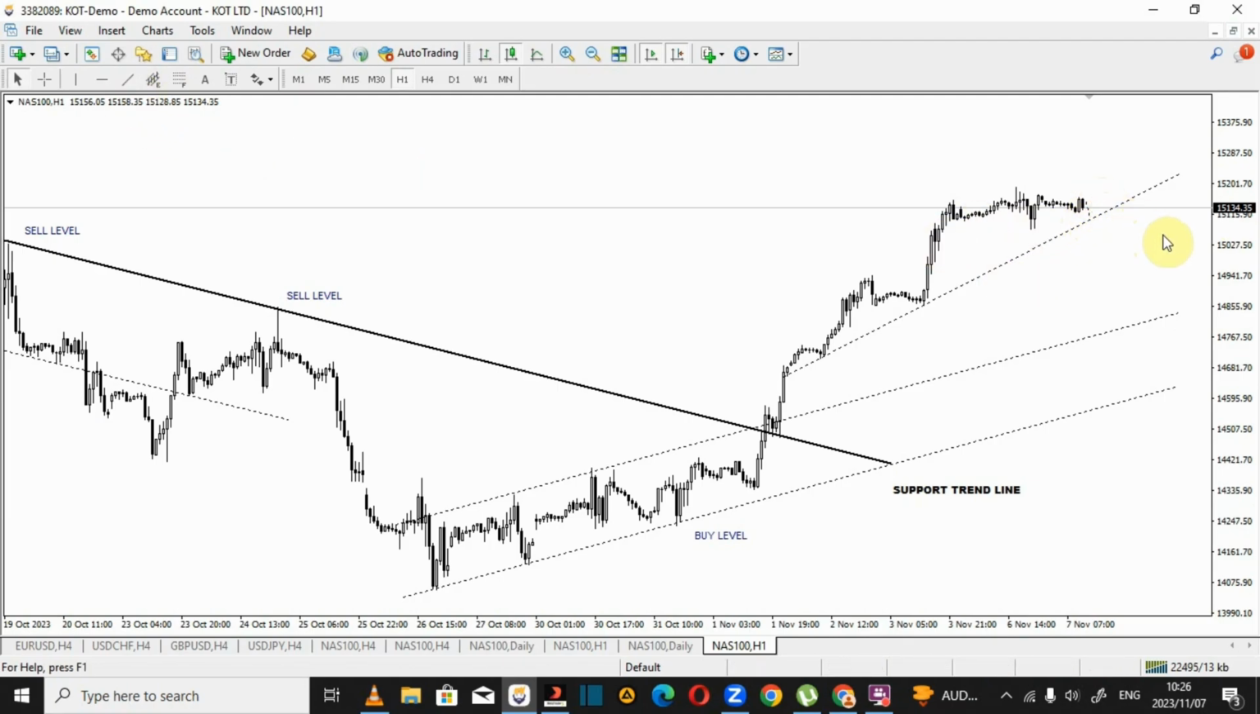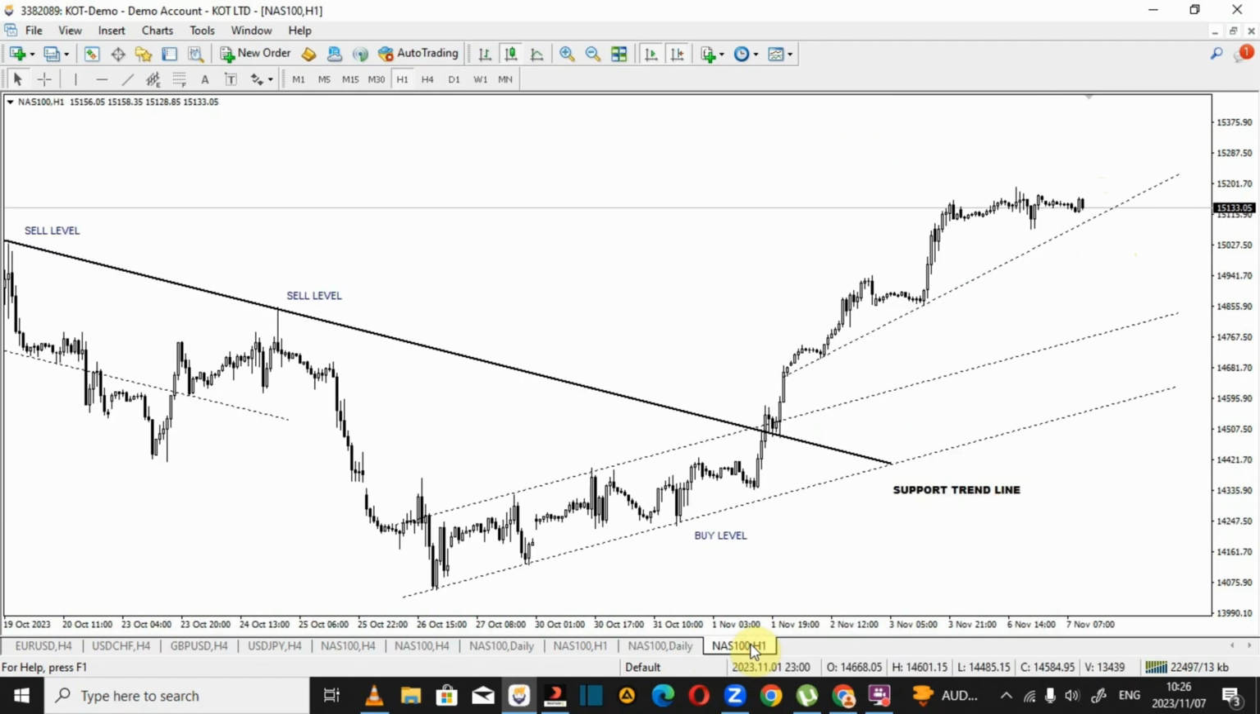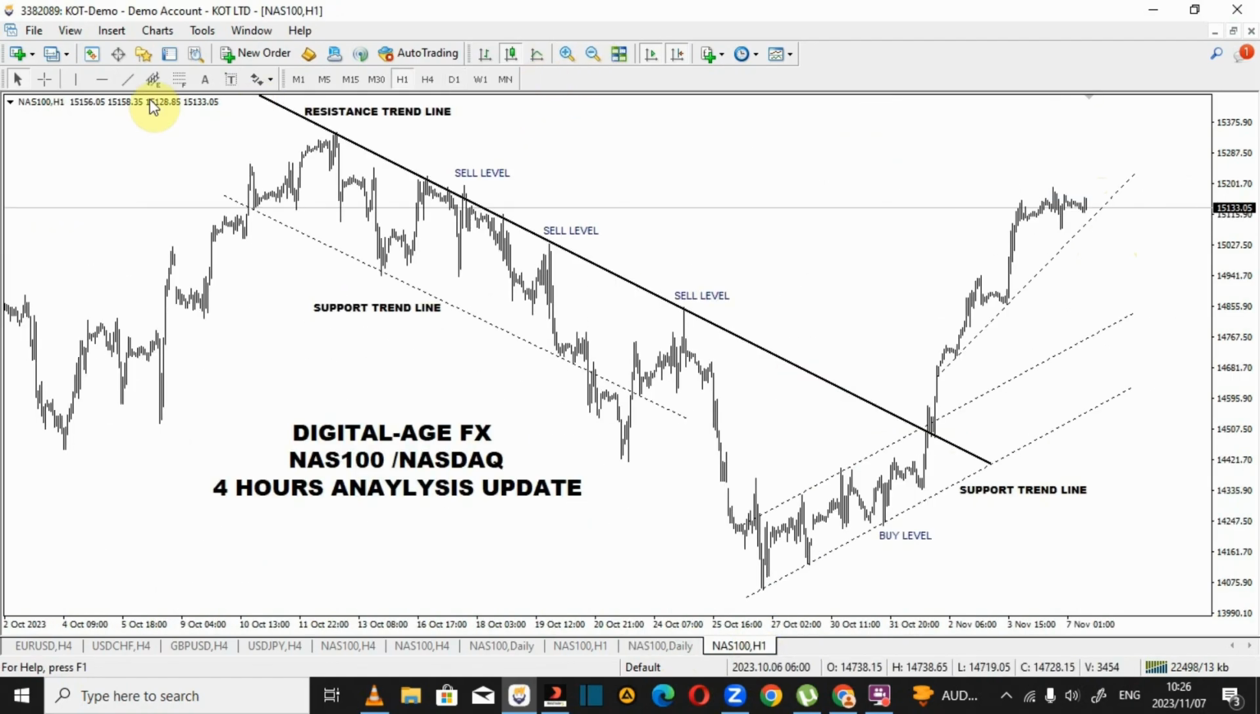But in my own concern, I'll wait for more confirmation because we are still on the resistance trend line. So I've got 3 things that can happen to the market. We can expect market to be bullish again and then retesting back to the trend line, to the channel. So this is the expectations that we have.